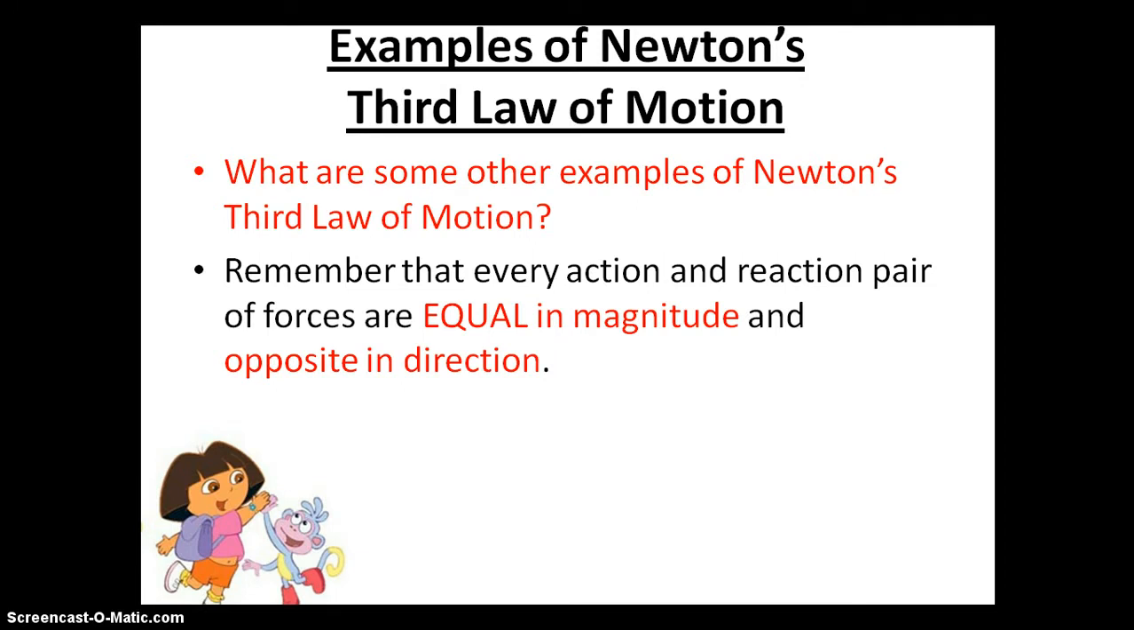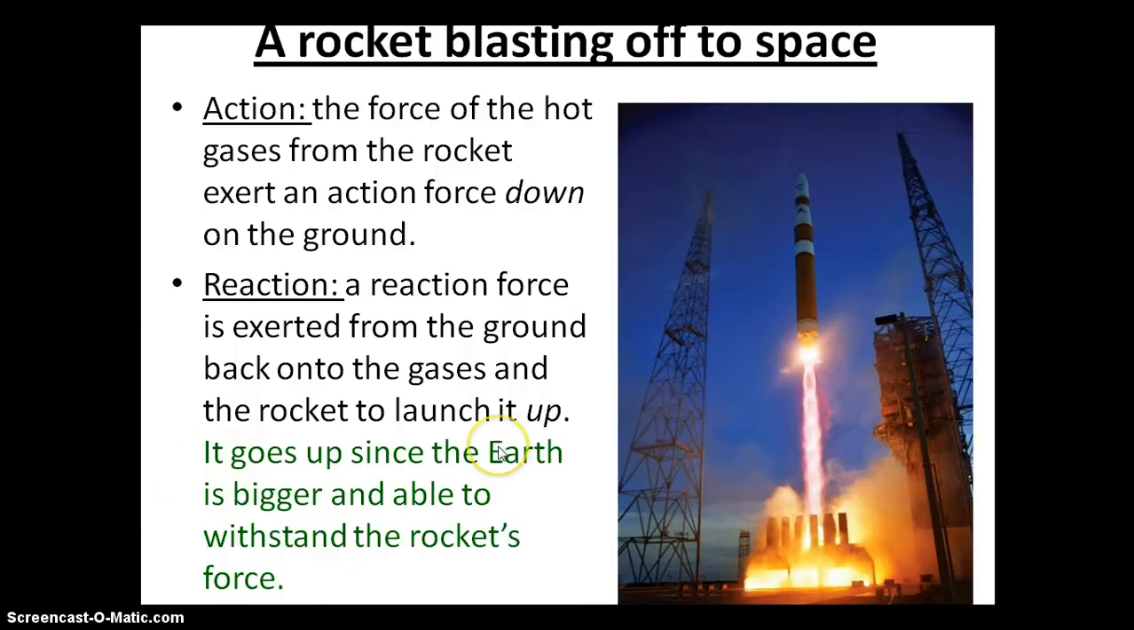So some other examples, just remember that every action and reaction pair have equal magnitude or strength and opposite direction. So like Dora and Boots giving each other a high five is actually an example of the third law of motion. Another example is a rocket blasting off to space. The action is the force of the hot gases from the rocket exerting an action down on the ground, and the reaction is the ground putting a force back up on the gases and the rocket to launch it up. It goes up since the Earth is bigger and is able to withstand the rocket's force. Right? The rocket's not going to destroy the Earth when it pushes up.